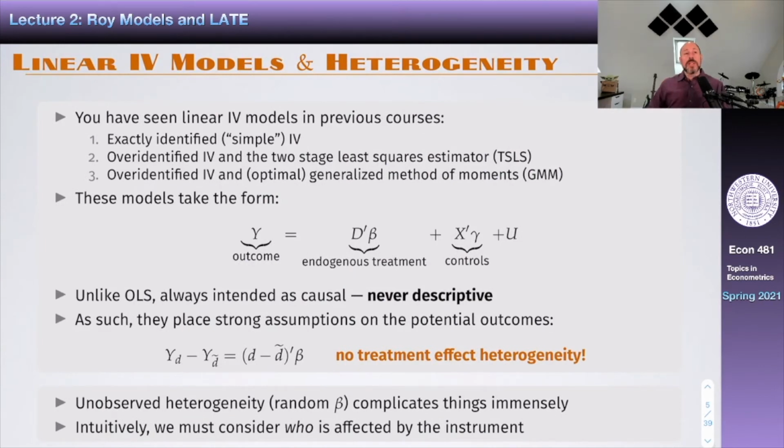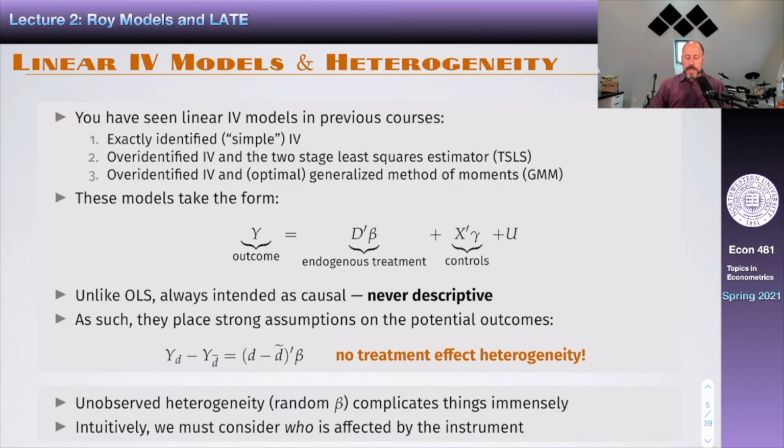So, linear IV models and heterogeneity. As I said, we've seen different versions of the linear IV models in 480. We studied just-identified IV, over-identified IV, and two-stage least squares. And we also talked about GMM, empirical likelihood, and the like. All these models, in the notation that we're using in this class, will typically take this form where you have an outcome, you have an endogenous treatment, or a variable that you really care about, and some additional controls that typically we just don't care too much about.